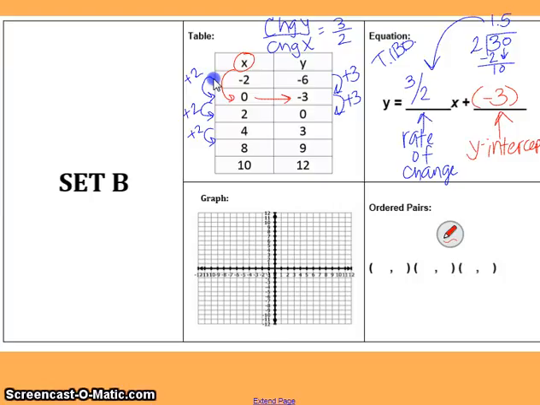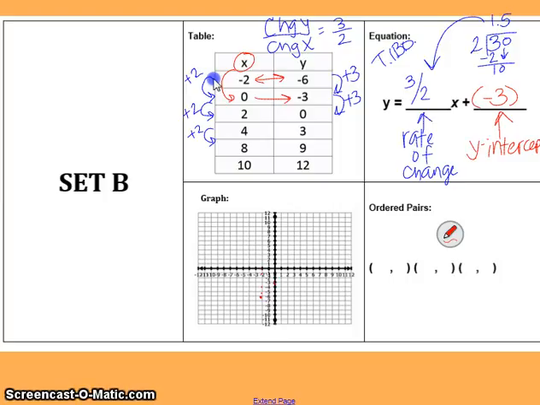The next thing I have to do is plot my points on my graph, and that's really easy because we already have the table, and my table are my ordered pairs. So my first one here is negative 2 and negative 6. Again, it's really difficult to read your graphs, but each line represents 1. So I'm going to go over 1, 2, and I'm going to go down 6. So 1, 2, 3, 4, 5, and 6. Then my next one is 0 and negative 3, so I stay at 0 and I go down 3, 1, 2, 3.